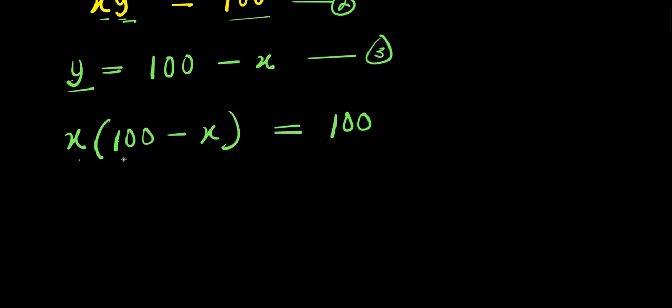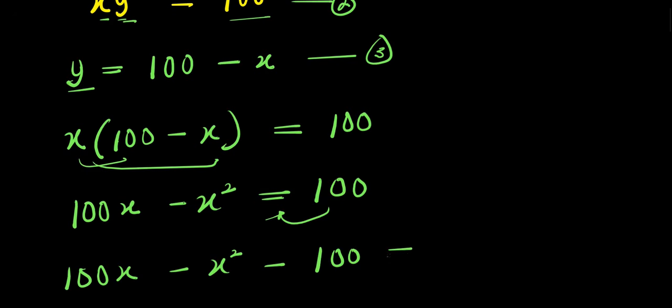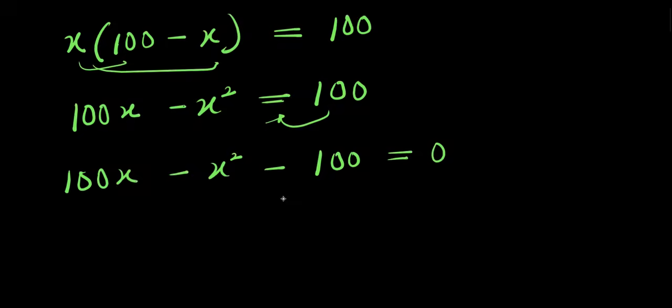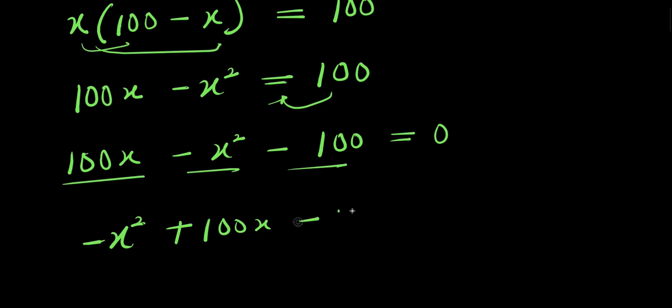So let's multiply out x times 100, that is 100x. x times this, we have minus x squared equals 100. So let's move this down here. We have 100x minus x squared minus 100 equals 0. So let's rearrange this whole equation, starting with this. We have minus x squared. We write this as plus 100x. Then we have this, that is minus 100 equals 0.